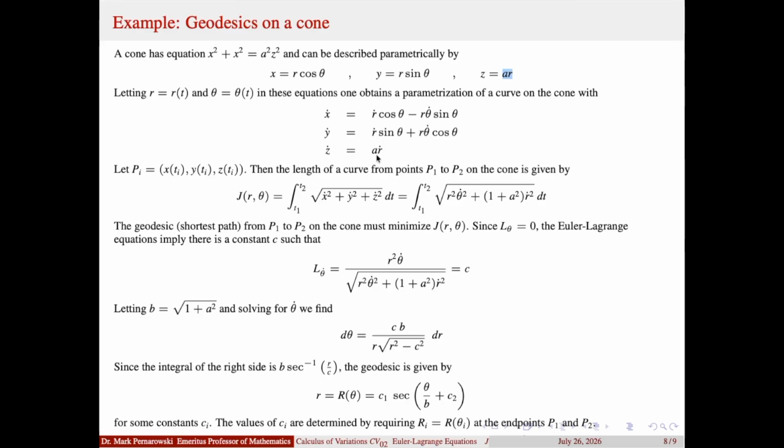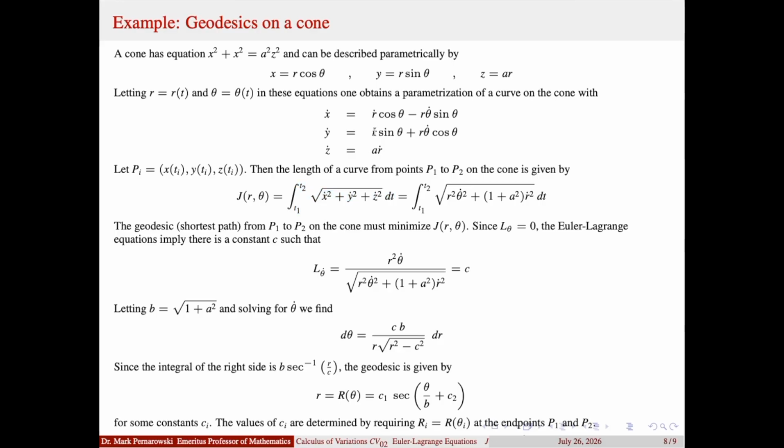So how do you find the length? Well, it's x dot squared plus y dot squared plus z dot squared. Take the square root, you integrate between times, and that gives you a formula here in t. Once integrated, it gives you the length of the curve that is on the cone.